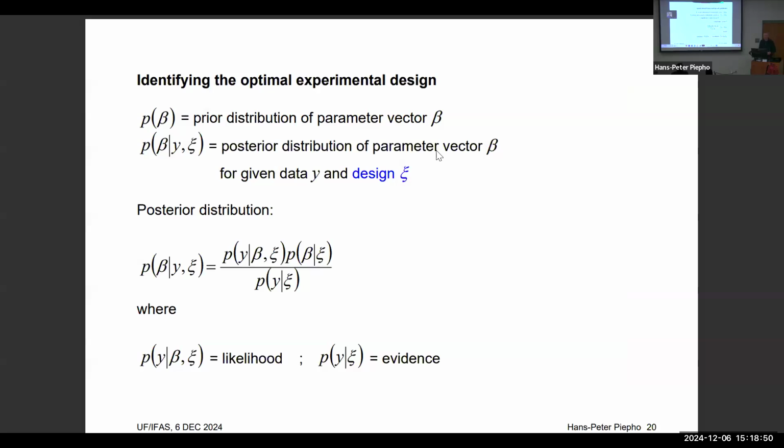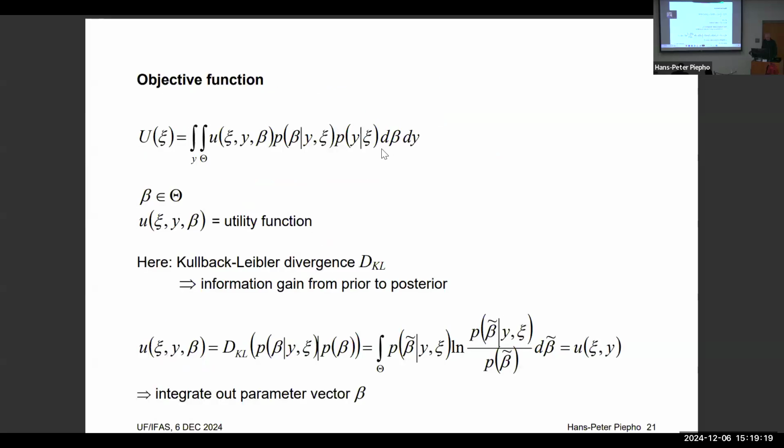So that's the analytical framework that we're using. And now let's turn to the design problem. Because it's a Bayesian framework, we need the usual components: we need the prior distribution of our parameters, we need the posterior distribution of the parameter vector given the data and the design phi, and the usual definitions are shown here.